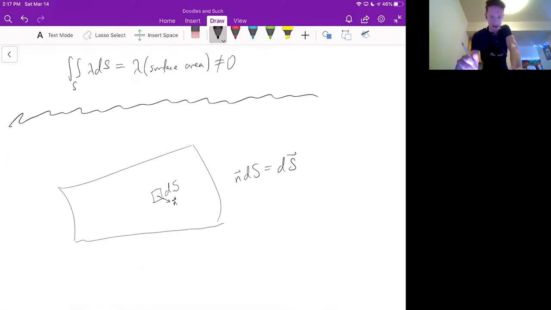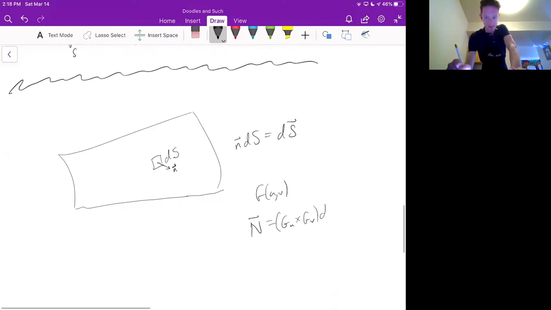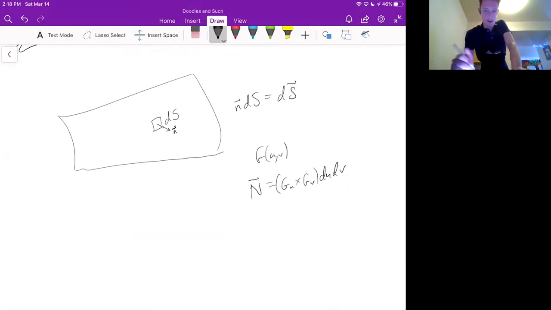On the other hand, I could have some parameterization like g of uv, and then big N is the partial with respect to u cross the partial with respect to v, and then this is like times du dv. I think N is just this.